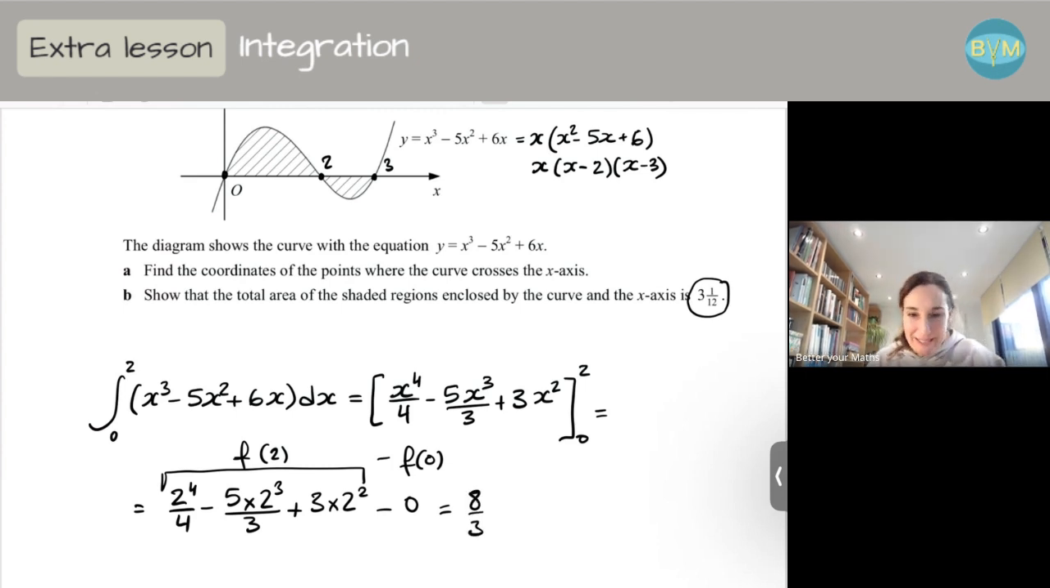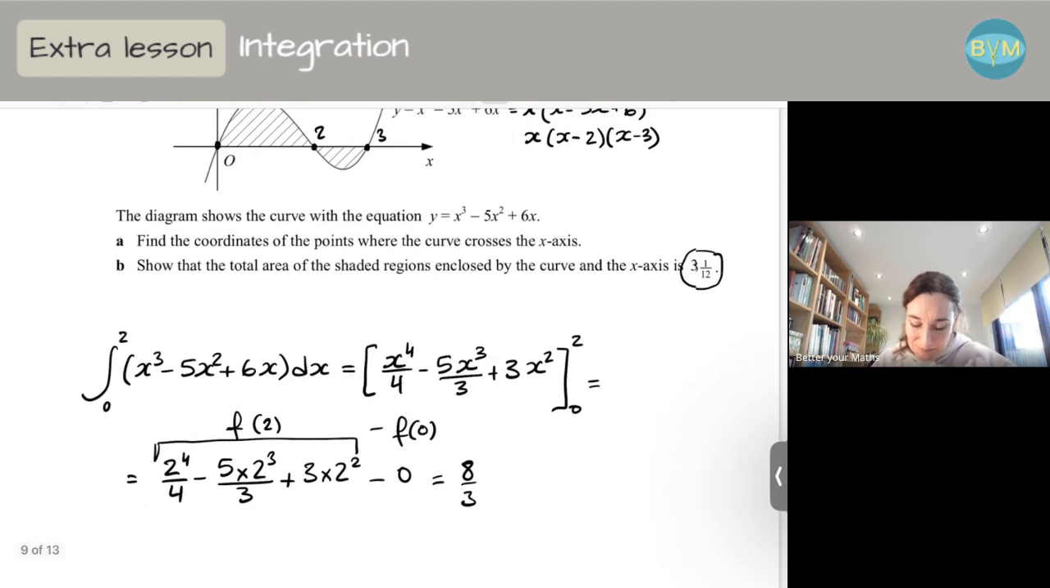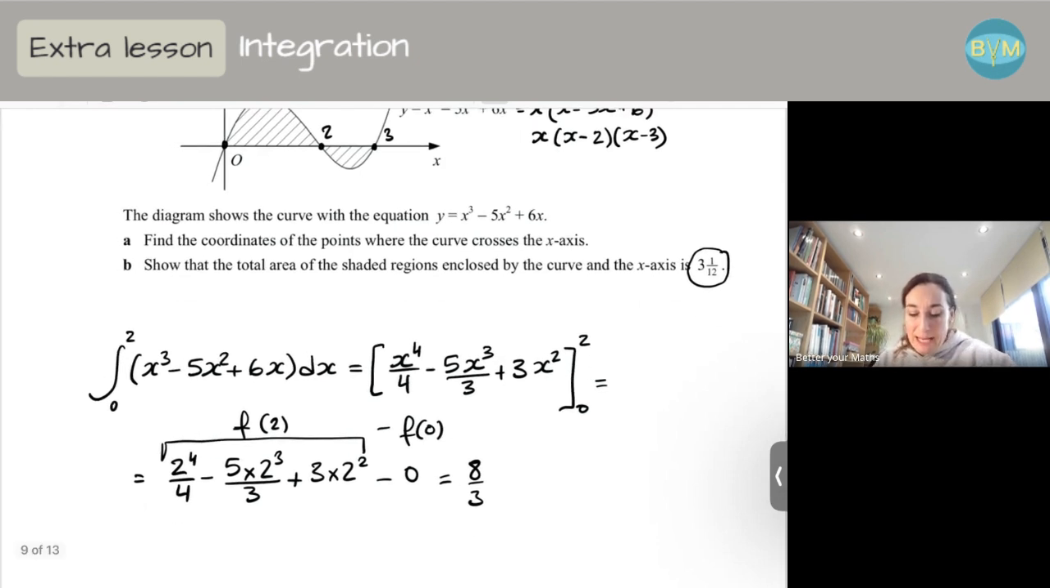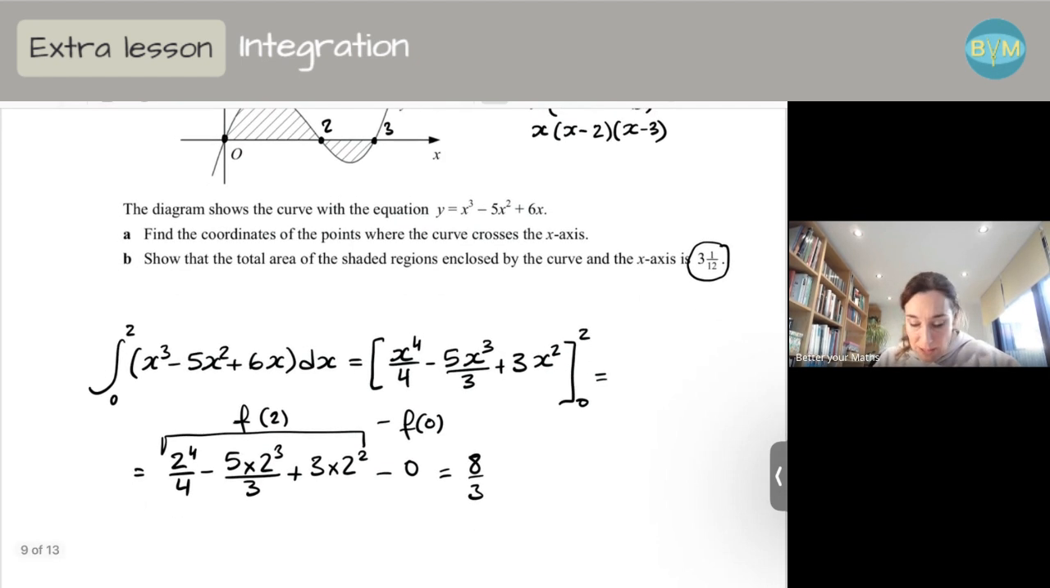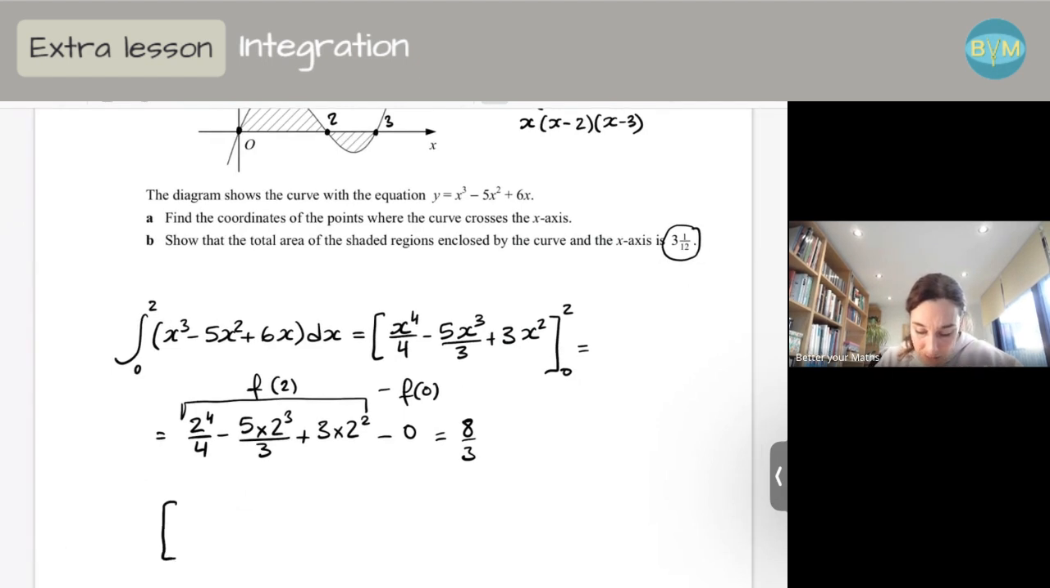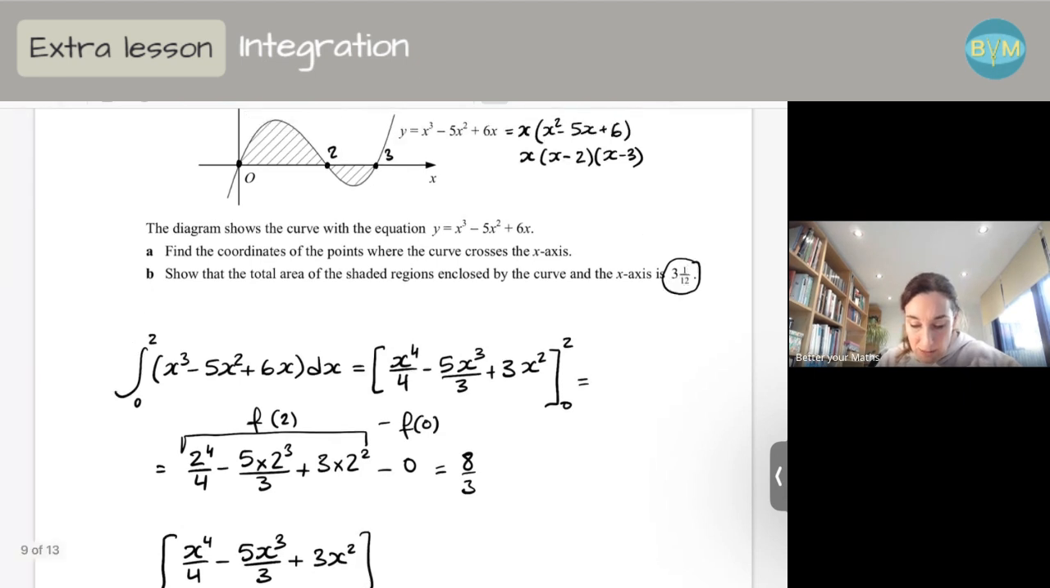8/3. Okay, so there must be 8/3. Now I'm going to do between 2 and 3. So we do the same. We copy the function that we already integrated, and we substitute, and we are going to get a negative value. We already know that because it's below the x-axis. And that's okay, because then we are going to change it.